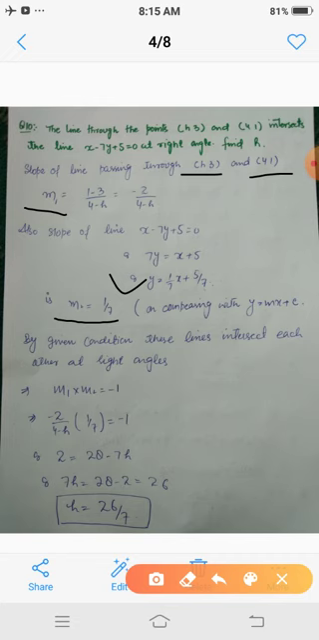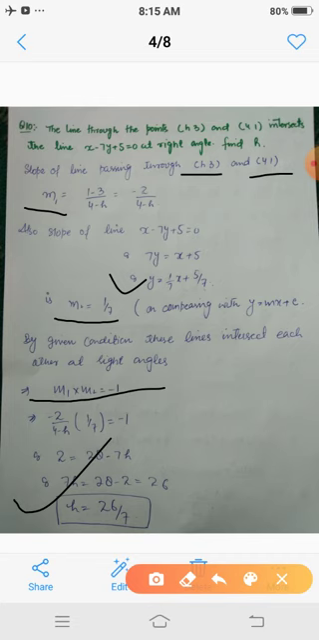Now by the given condition, the line through these points (h, 3) and (4, 1) intersects this line, whose slope is m2 equals 1 upon 7, at right angles. This means that when two lines are perpendicular, the product of their slopes is minus 1. Hence m1 into m2 is minus 1. m1 is minus 2 upon 4 minus h, m2 is 1 upon 7, so this equals minus 1. By multiplication, we simply get h equal to 26 upon 7.